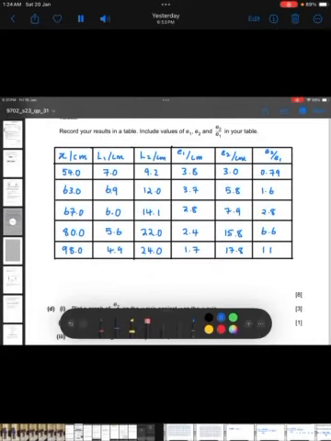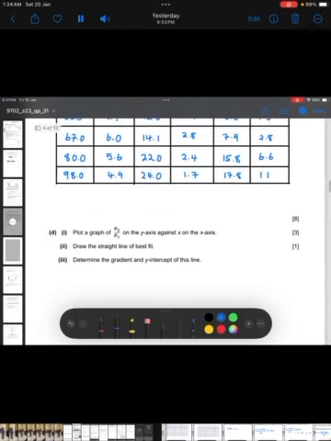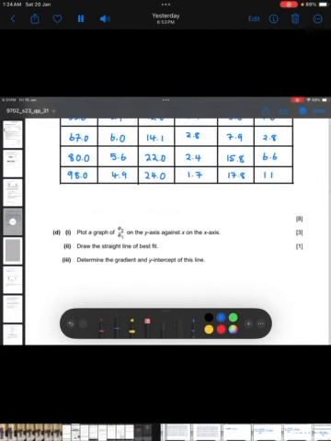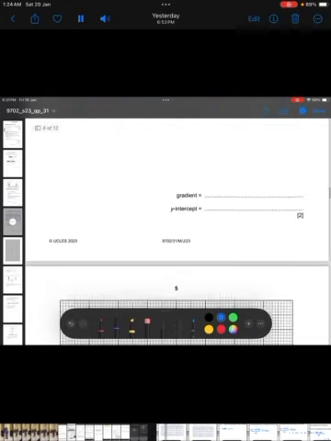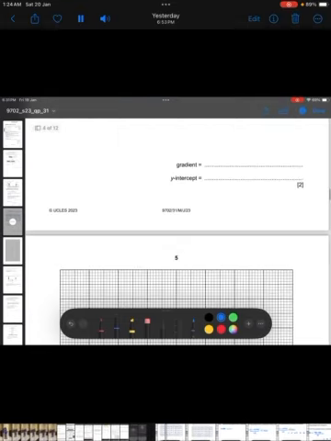Okay, so this is the table that I gave you, the table of the values of x, L1 and L2 and of E2 over E1. So the question D1 says plot a graph of E2 over E1 on the y-axis against x on the x-axis. So what do we do next?